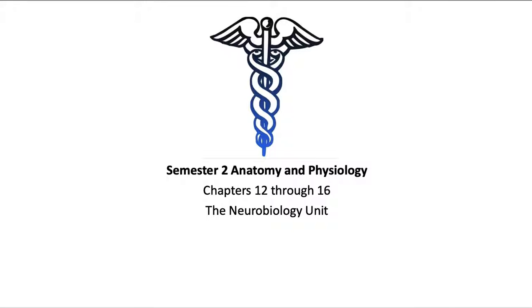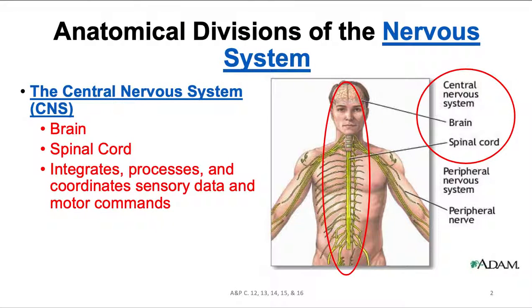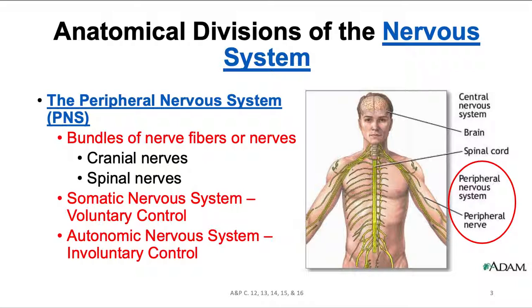The nervous system has two main divisions. The first being the central nervous system, which is going to contain your brain and spinal cord. And that's a big player in our nervous system. It's going to integrate, process, and coordinate sensory data, the data that's coming in from our outside world, and process those motor commands, the reactions to that data that we're receiving. Then we have our peripheral nervous system, which contains all of our cranial nerves, the nerves that come off of our brain, and our spinal nerves, the nerves that come off of our spinal cord.